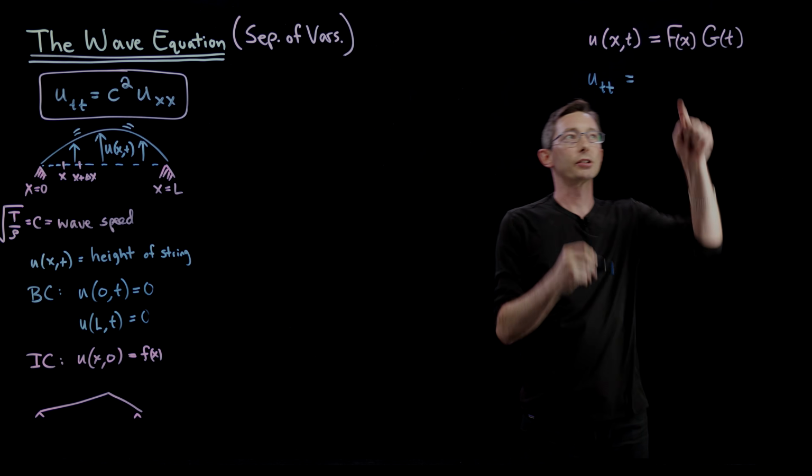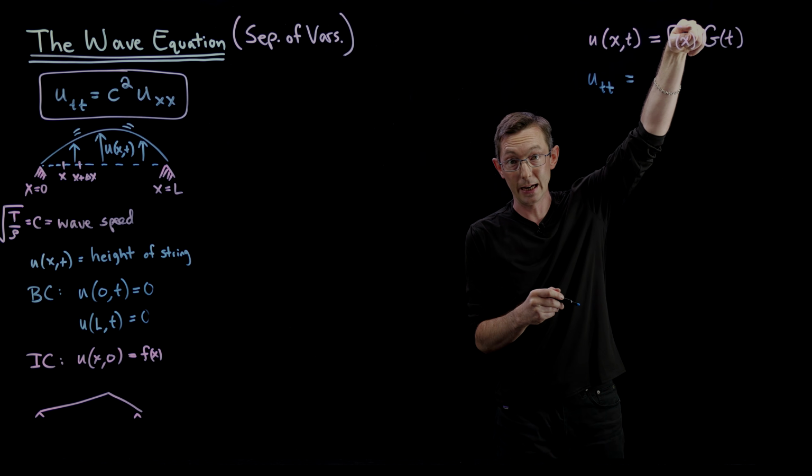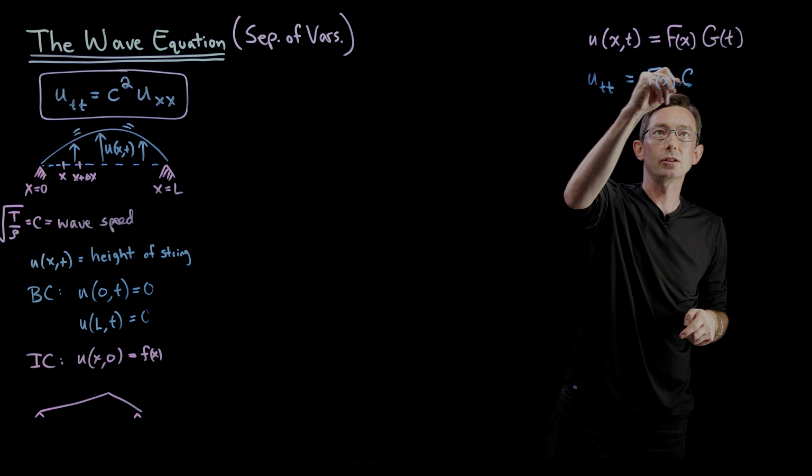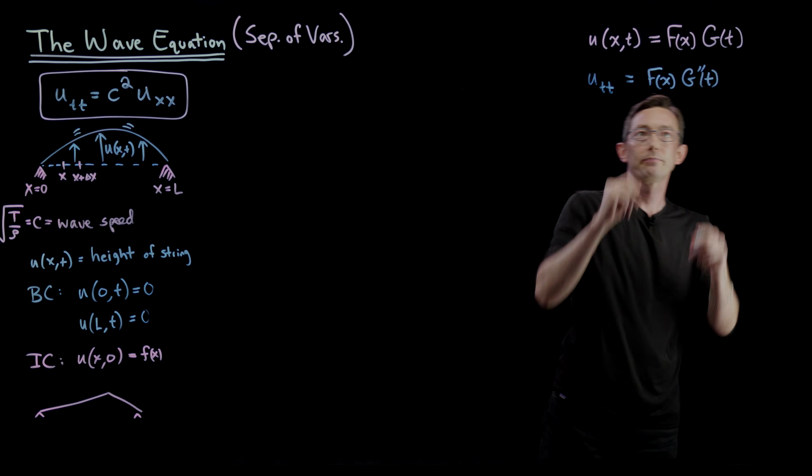Pretty simple. u_tt is just the second partial derivative of this with respect to time. So that's f of x times g double prime of t. Good.